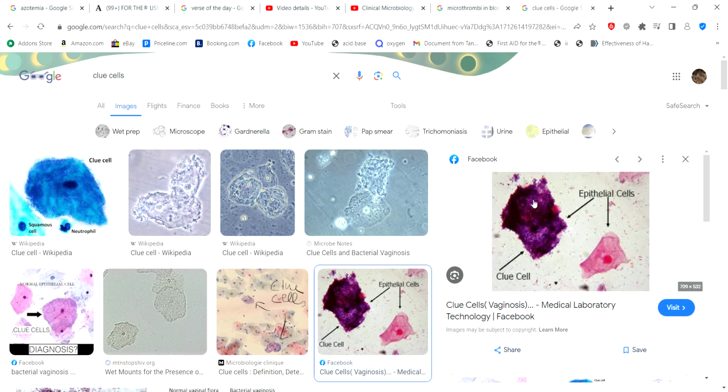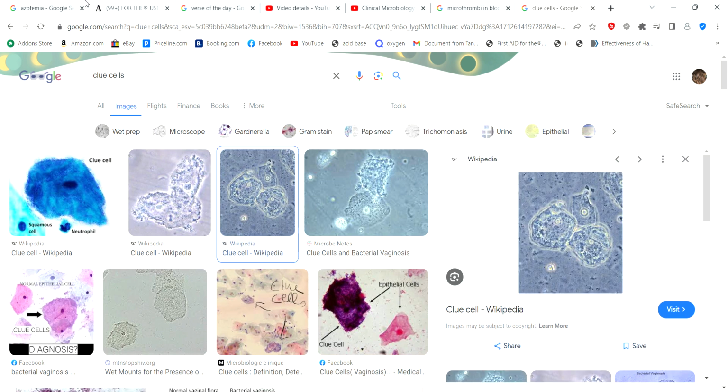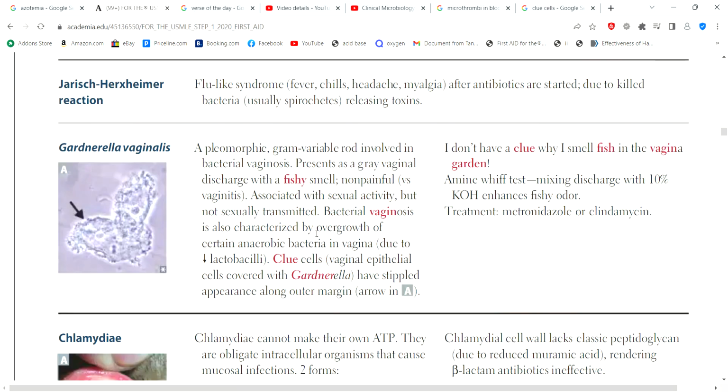So the clue cell is coated with Gardnerella vaginalis. These two cells are the same, except one is not infected with Gardnerella. The other one is infected with Gardnerella. That's why it's purple. It looks like this. Okay. Clue cells are vaginal epithelial cells covered with Gardnerella. They have a stippled appearance along the outer margin.